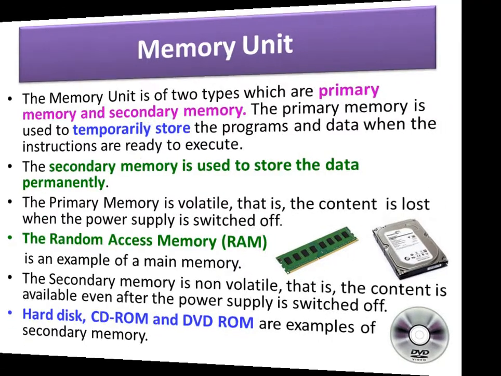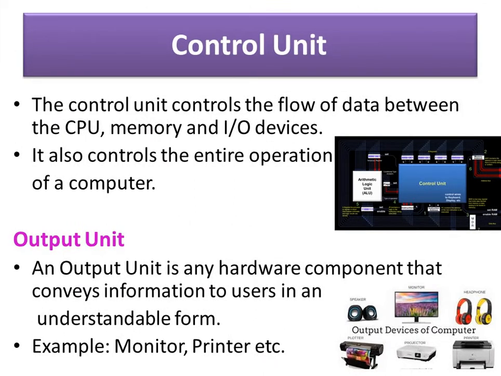Children, the control unit controls the flow of data between the CPU, memory, and the input-output devices. The control unit controls the entire operations of a computer. It is like the person who is in charge of the computer. The control unit controls everything, right from the input of data to the output of data, to the processing, the memory access, sending to secondary memory, primary memory, internal memory. All this work is done under the supervision, under the control of the control unit.